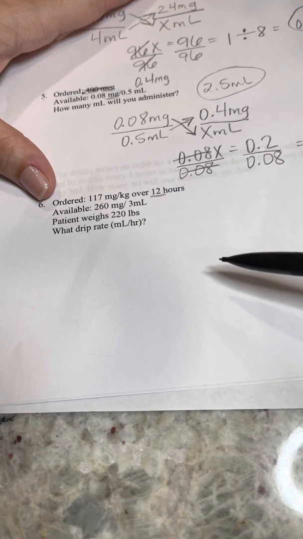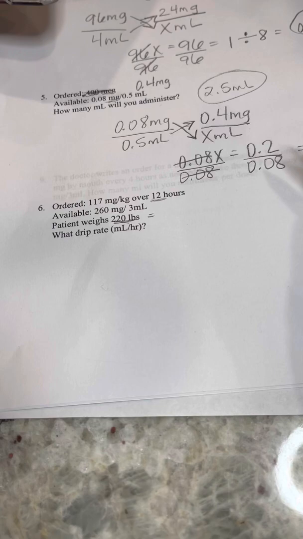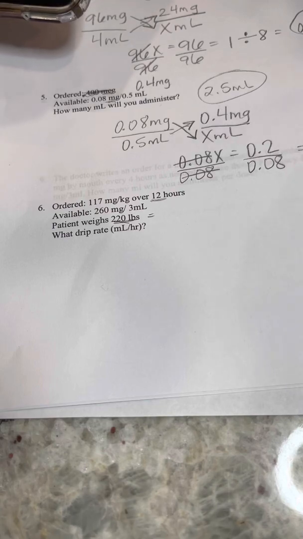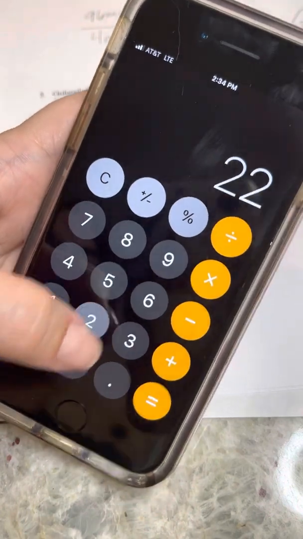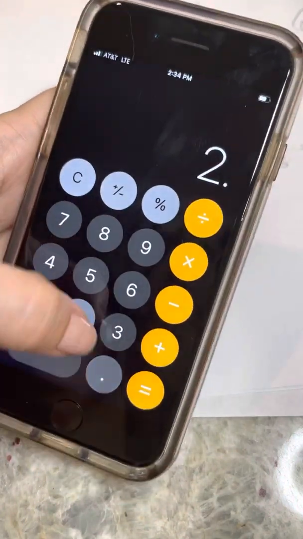So our order is 117 milligrams per kilogram over 12 hours. Available, we have 260 milligrams in 3 mLs, and our patient weighs 220 pounds. First thing we want to do is convert our pounds to kilograms. So we do 220 divided by 2.2. So 220 divided by 2.2 is 100 kilograms.